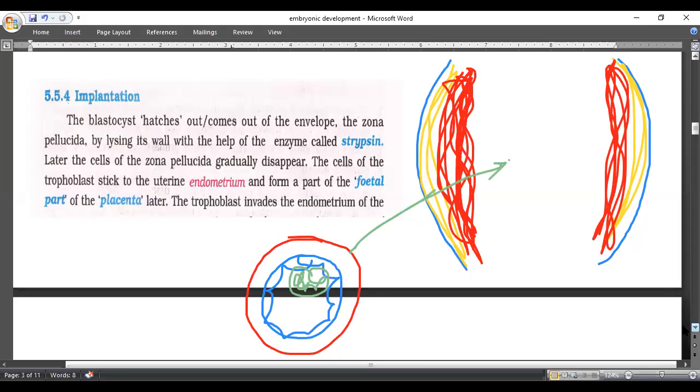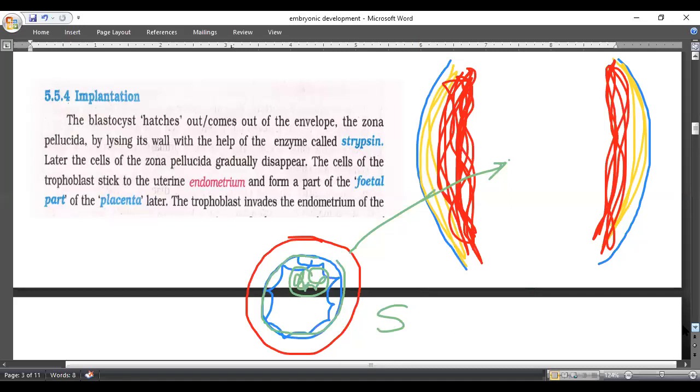The blastocyst, the blue one inside, hatches out of the envelope, the zona pellucida, by lysing its wall with the help of an enzyme called stripsin. With the help of this enzyme, the zona pellucida, the red one, is now moving out. You see here, the enzyme stripsin makes it disappear. It needs to disappear for implantation. Later, the zona pellucida gradually disappears.